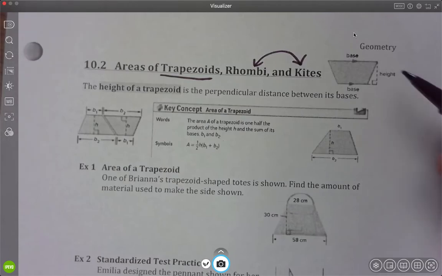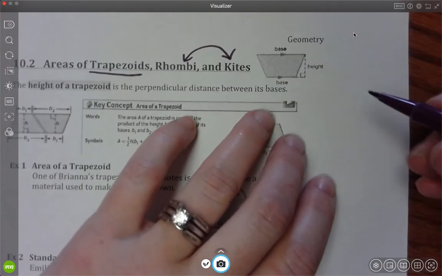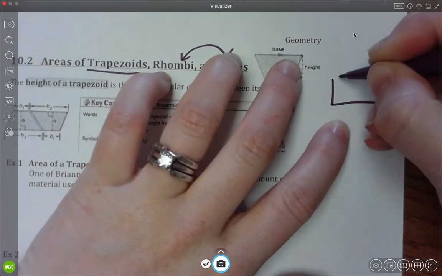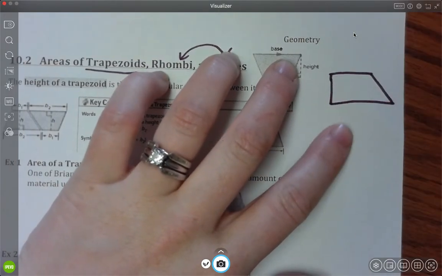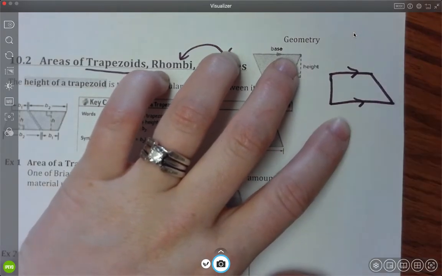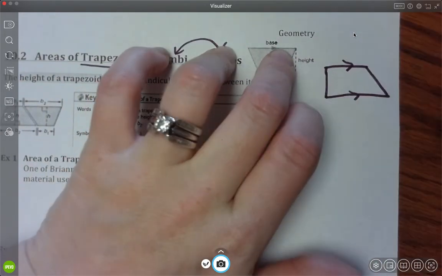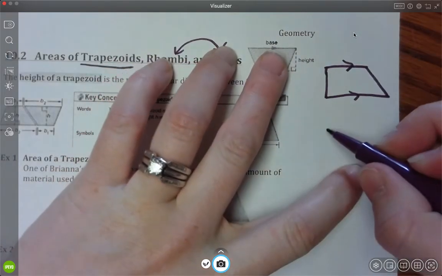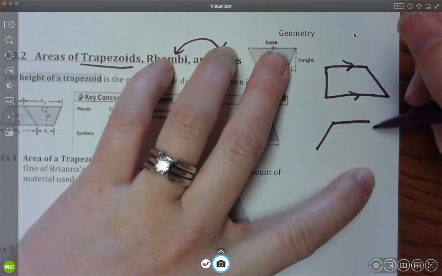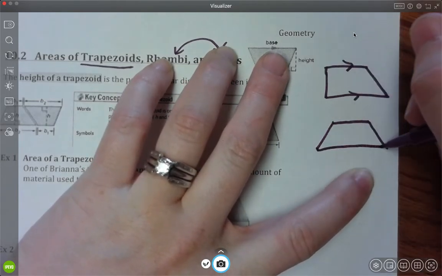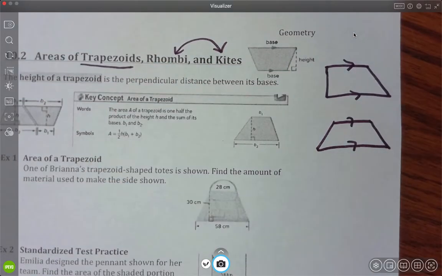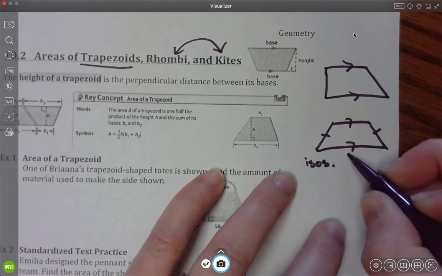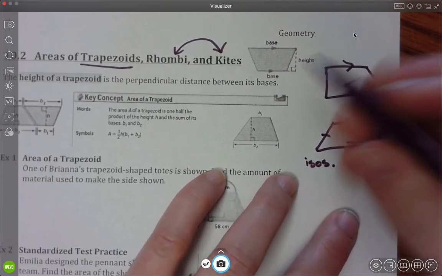Now, when we've talked about trapezoids in the past, we've had regular old trapezoids that maybe look like this. By definition, a trapezoid just has to have one set of parallel sides. So in this case, the top and bottom would be parallel, but these two sides aren't necessarily the same length. If they were the same length, which is the trapezoid that probably comes to mind when you think of trapezoid, this one is called an isosceles trapezoid. Okay, so this area formula will work for either one of these.